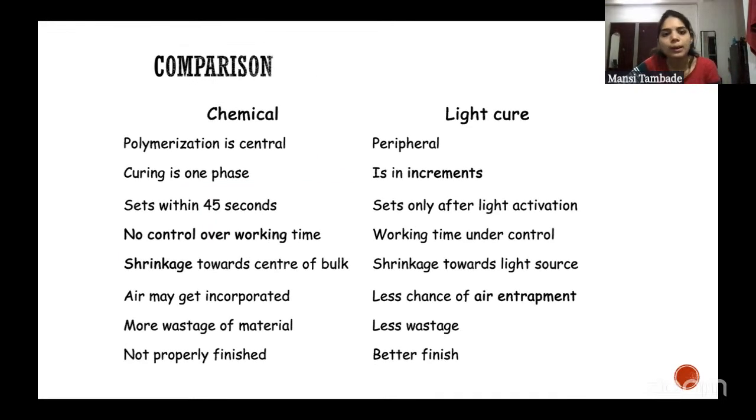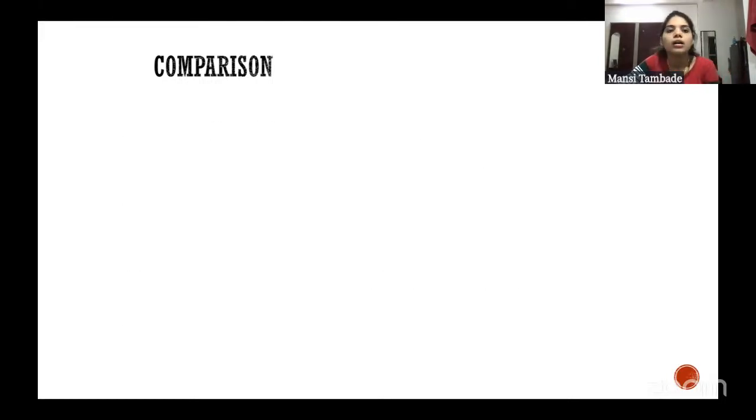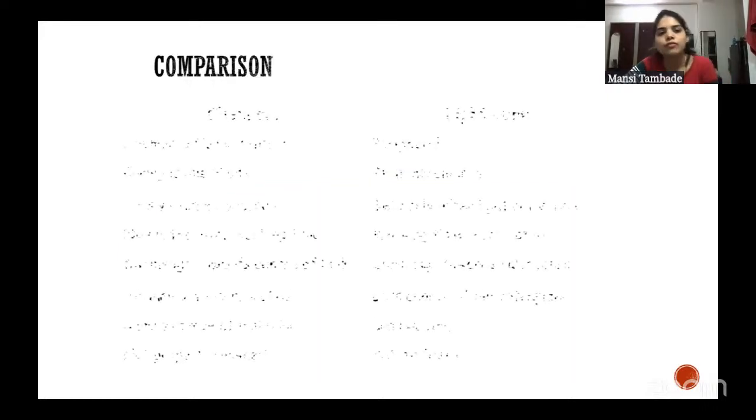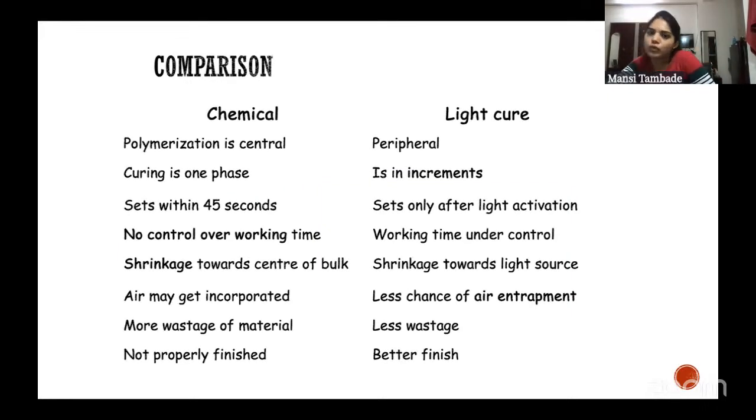Then this is a short comparison I have included before talking in detail about the types of composite. Light curing was one example, but you should definitely know the difference between chemical curing, as it could also be one of the questions asked. In light cure, polymerization is controlled. Curing takes place in one phase, and it is used in increment format. You need to apply and cure the composite layer by layer in increments.